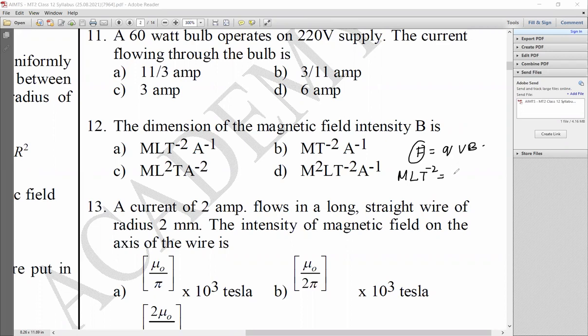Equal to, this is Coulomb. You can write Q by T, charge by time. See, Q by T equal to current. Current is ampere. So Q will be what? A times T. So ampere times T. Velocity meter per second. This is B. So M becomes L, T minus 2, A minus 1.